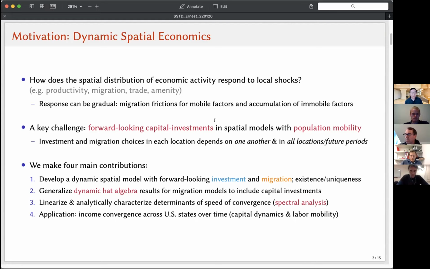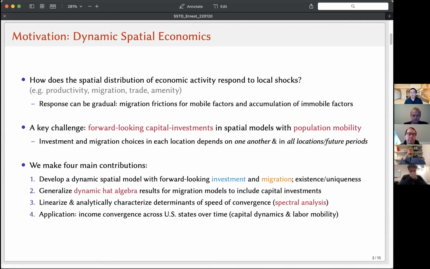Why is that challenging? Well, the investment decision and migration choices in each location interact with one another. And in particular, these choices in each location also depend on the equilibrium choices in all other locations and all other future periods. So if I'm contemplating moving into Austin, Texas, I would like to know what is the trajectory of capital stock and population in Austin relative to all other locations that I could migrate to. So you can see it's a complex problem where the dimensionality could quickly go out of hand.